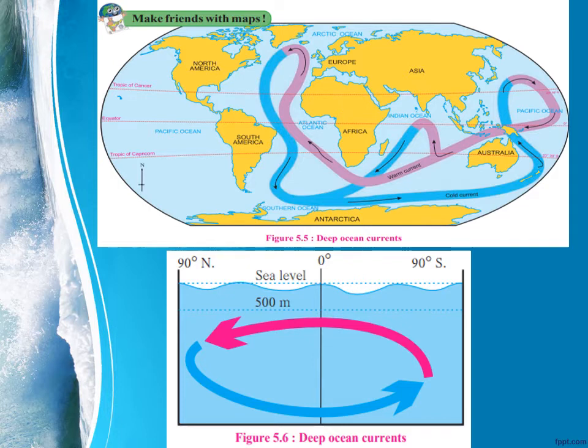As you observe figure 5.6, deep ocean currents, you can see the movement of these currents. The warm current is seen at the surface of the water, whereas the cold current has high density, for which it is observed at the depth of the ocean.